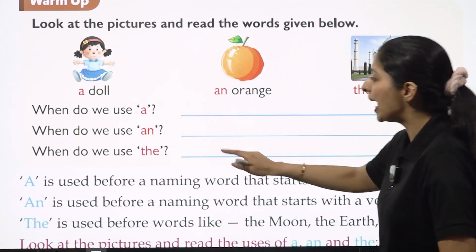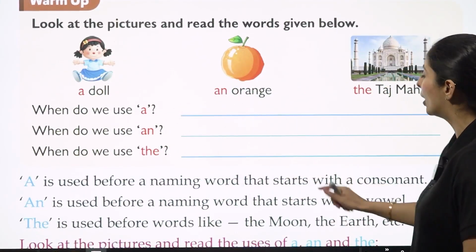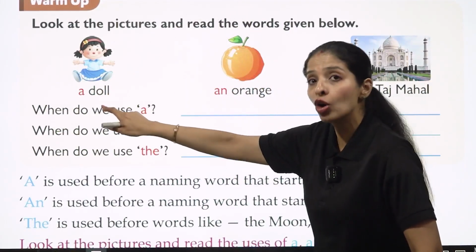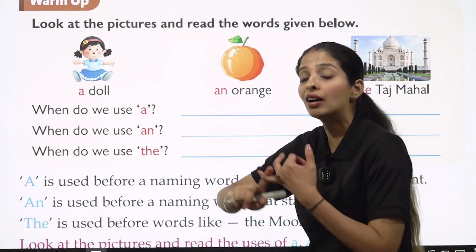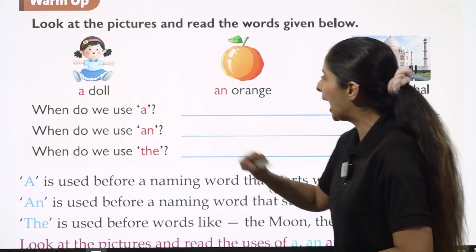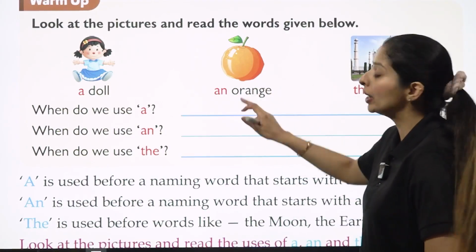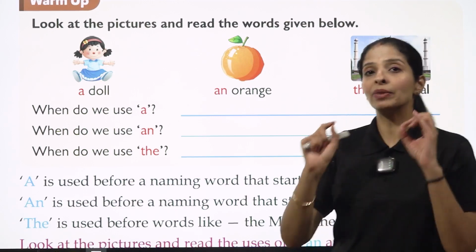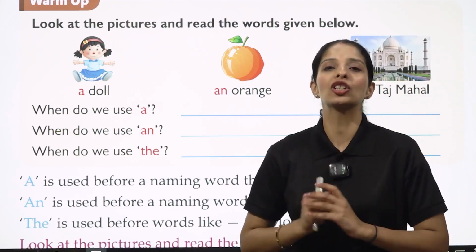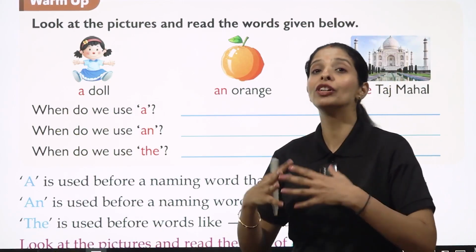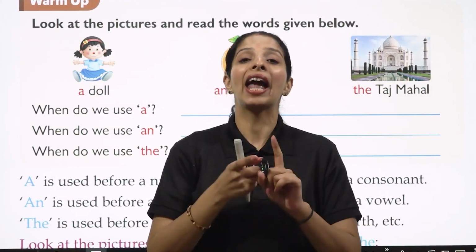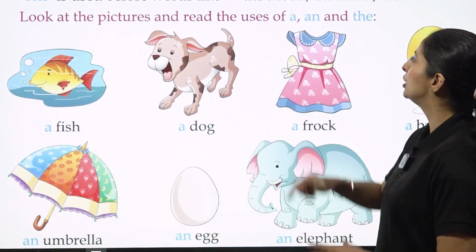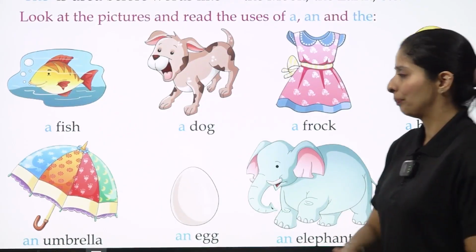When do we use a? A is used before a naming word that starts with a consonant. So, here, doll starts with D, so a doll. And orange, because O is a vowel, an orange. The Taj Mahal, something specific, so the Taj Mahal. This is how you will use the articles a, an and the. Now, look at the pictures and read the uses of a and the.